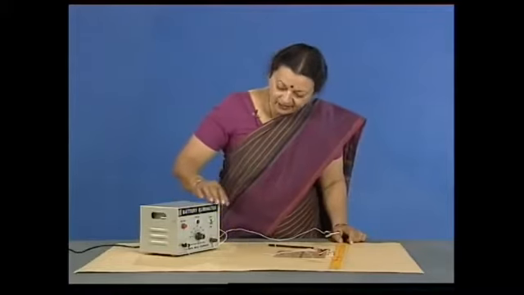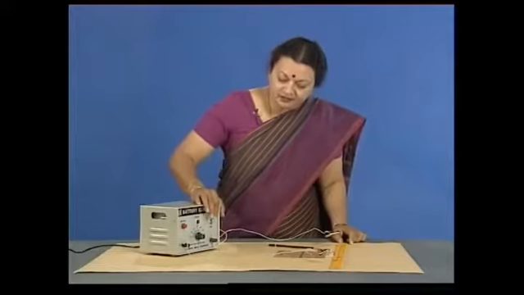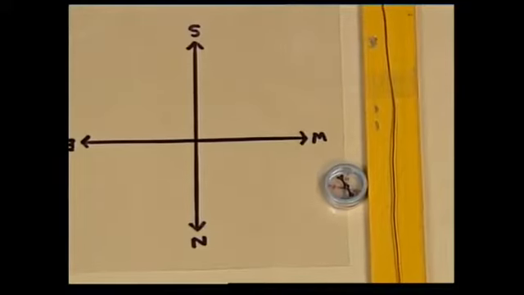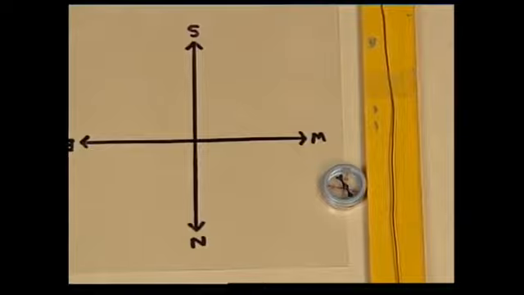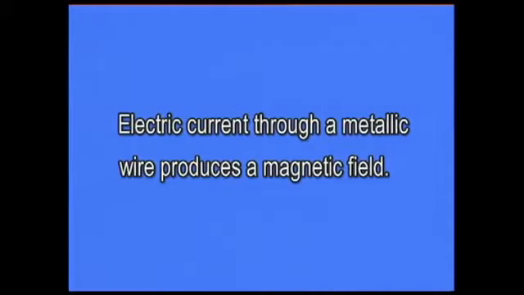Let us try again and switch on the current. The deflection is there again. So, what can we conclude from these observations? We may say that a current carrying wire behaves like a magnet, or we can say electric current through a metallic wire produces a magnetic field.